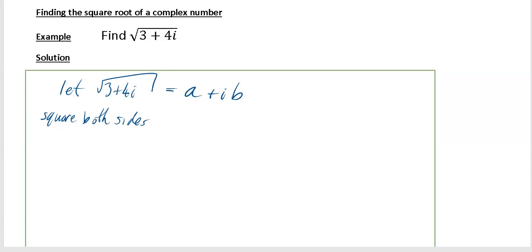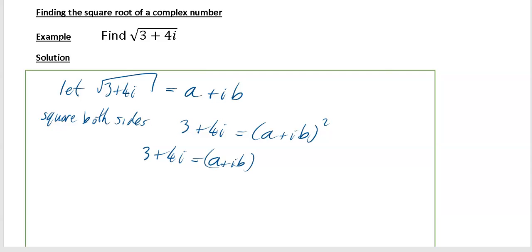So the left hand side is easy. If you square it, you're just going to get 3 plus 4i. If you square the right hand side, you're going to get a plus ib all squared. So 3 plus 4i equals, square the right hand side out. I'm going to write that out again just to make sure I don't mess anything up. So 3 plus 4i, right hand side is going to be a squared plus i times abi, or i times ab, and you have another one of them.